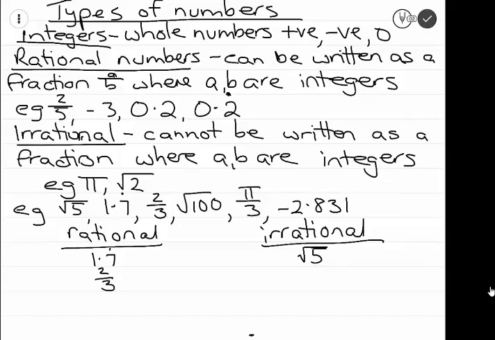Square root of 100. Now don't assume anything with a square root is irrational. The square root of 100 is 10. So therefore the root of 100 is a rational number. Pi over 3. Now think very carefully about that one. Is the pi an integer? It's not. Pi over 3 is an irrational number. And lastly, we've got a decimal, -2.831. Again, that is rational.